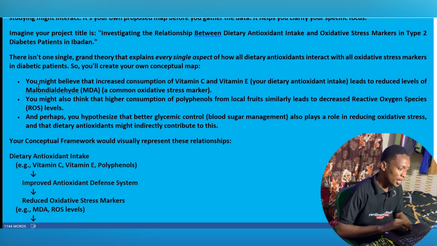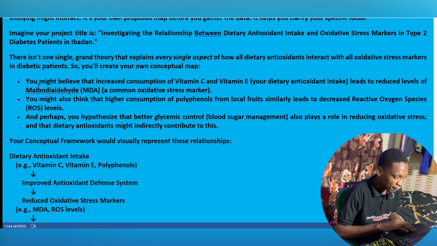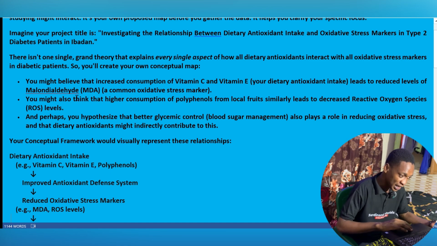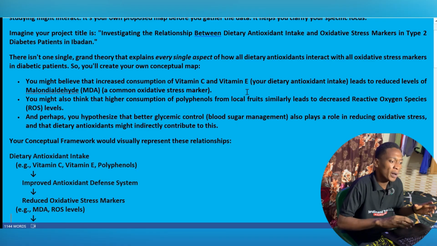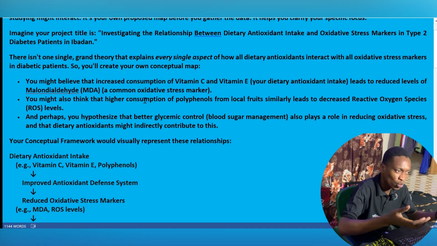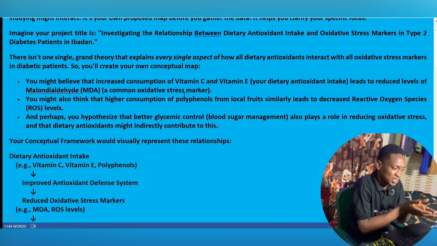So, back to the topic, you might believe that increased consumption of vitamin C and vitamin E, that is your dietary antioxidant intake, leads to reduced levels of malondialdehyde, that's MDA, a common oxidative stress marker. So the increase in consumption of vitamin C and vitamin E leads to reduced levels of this common oxidative stress marker. We are getting somewhere. That is the first idea. And this idea, you might not have known it because maybe you didn't study your biochemistry very well. You can go on Google and get the easiest idea. This is more like the first conceptual idea of your particular topic.